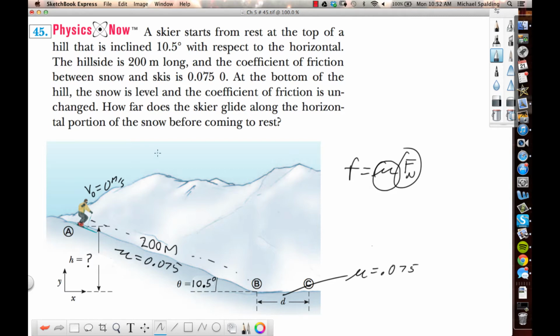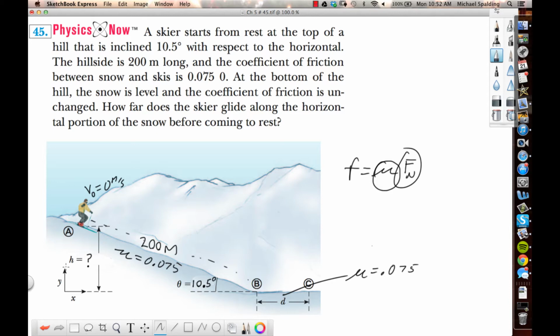Now, what else? Oh, notice the mass of the guy is not mentioned. If mass is not mentioned, what's going to happen? It's going to cancel out. It's going to drop out of the problem. Okay, could you solve this problem purely with forces? Yeah, you could absolutely do it that way.